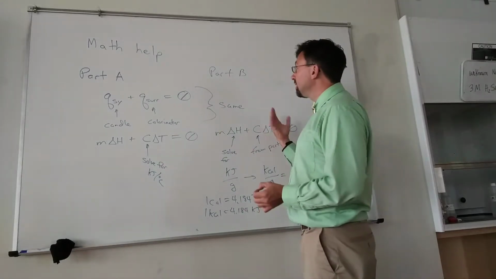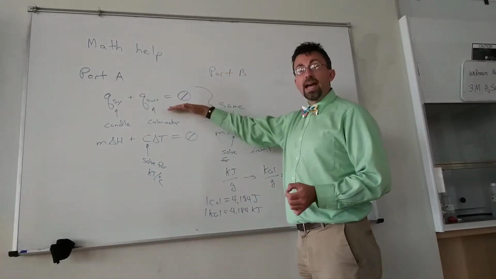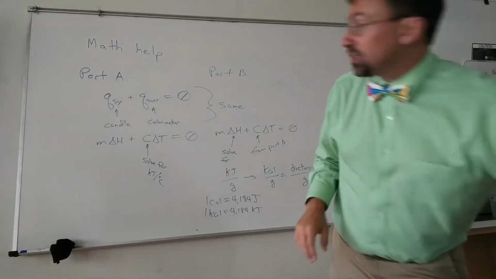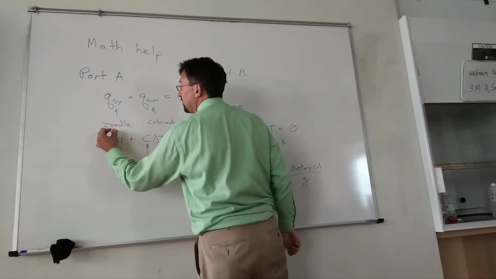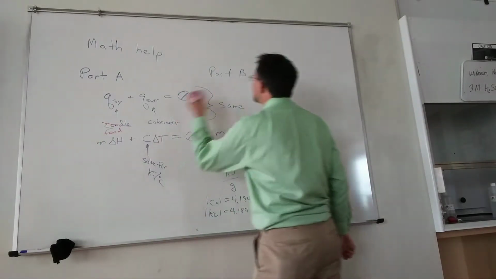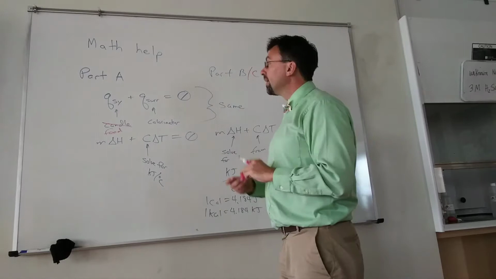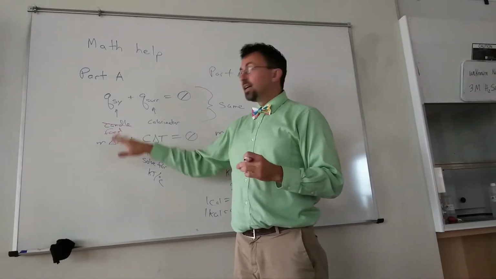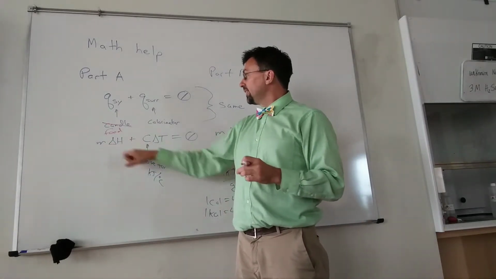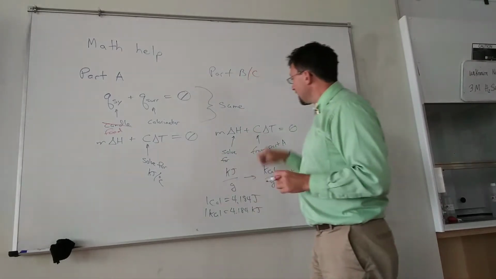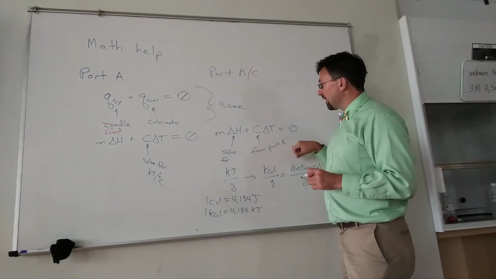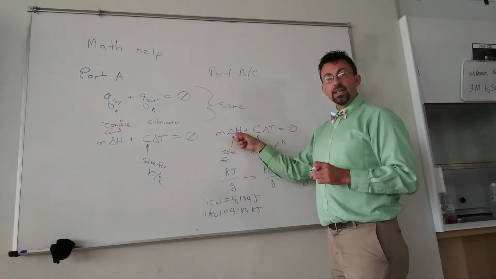Then in part B, same math, except we're no longer doing a candle. We're now doing food. Oh, and the math's the same whether it's part B or part C. So now we're doing food, and the food we're still going to make m delta H, and this is C delta T, except now we use C over here from part A, and we're solving for delta H.